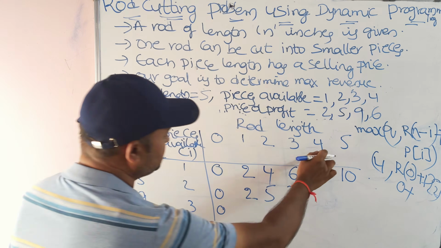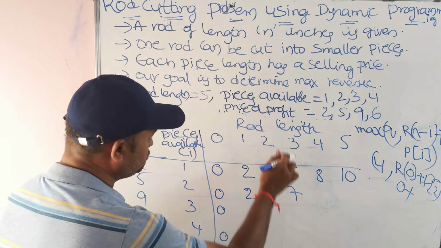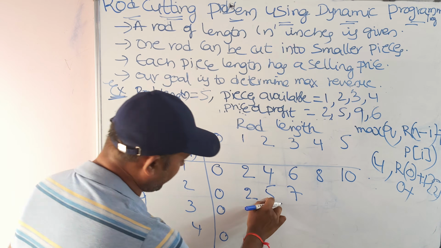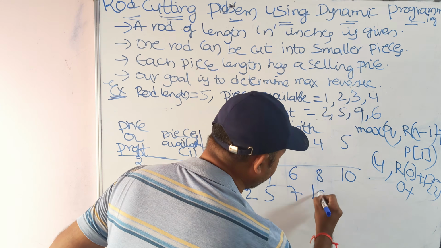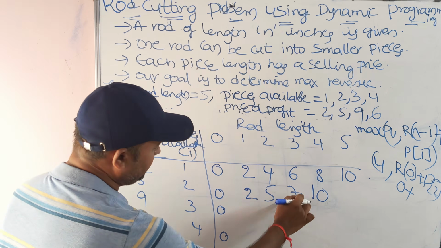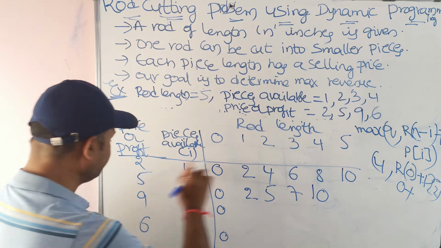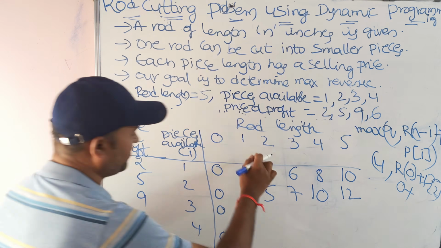Okay. Next, 4 inch rod. So 4 minus 2 means 2. Next, 2 revenue or profit or price is 5. So 5 plus 5 means 10. Out of 8 and 10, 10 is the maximum value. Next, 5 minus 2 means 3. 3 revenue or profit is 7. 7 plus 5 means 12. Out of 10 and 12, 12 is the maximum value.